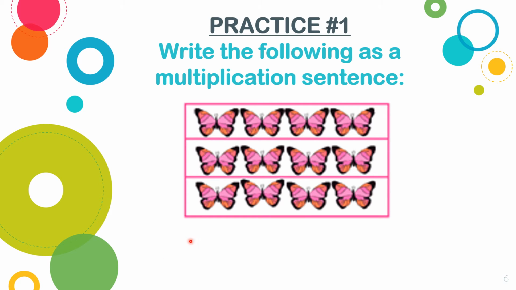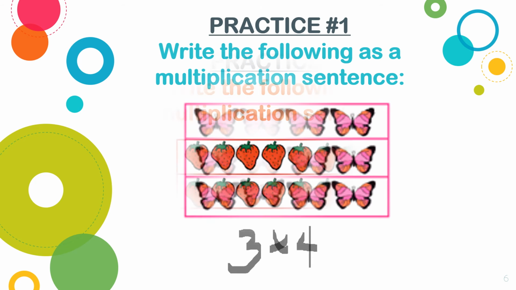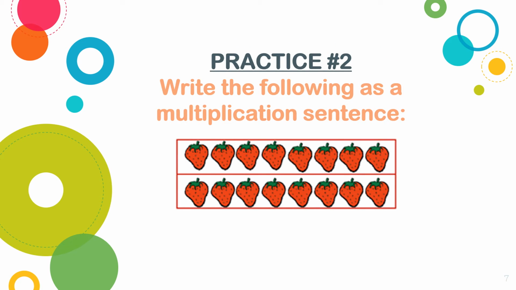All right, well, what do we see in this image? We see 1, 2, 3 rows of 1, 2, 3, 4 butterflies. 3 rows, 4 butterflies in each row. So the multiplication sentence would be that we have 3 groups of 4 butterflies. So 3 times 4 would be your multiplication sentence.